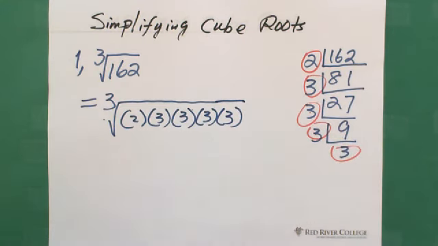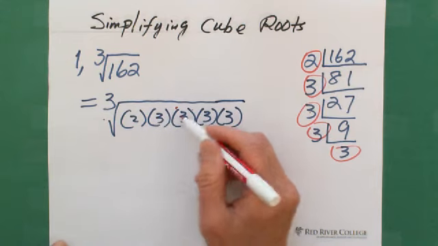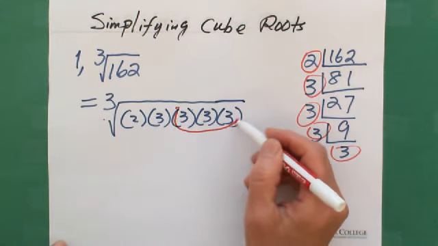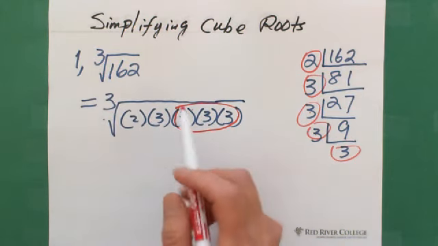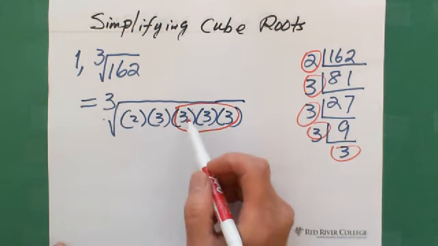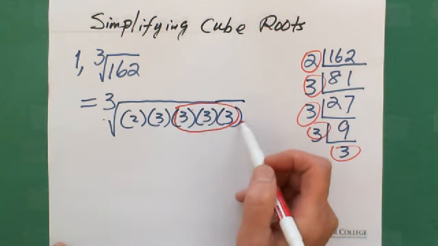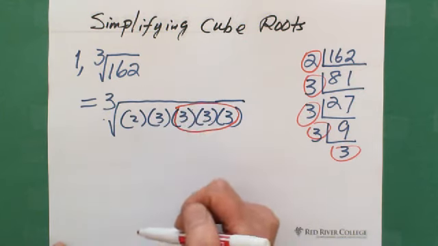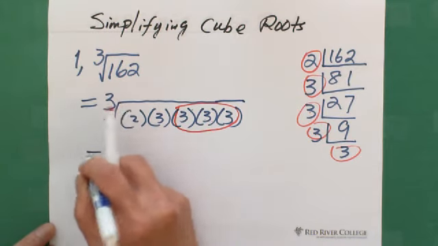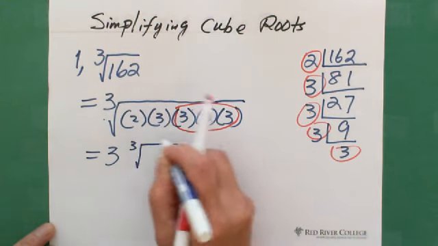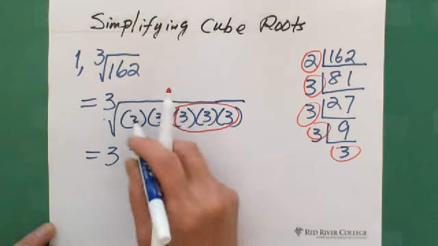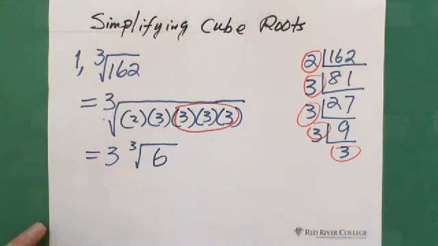These three 3s, or any three of the same number, will get out of the radical because it's a cube root. If you cube root, you find three numbers multiplied together, which is 3 cubed, right? So you equal 3 cube root. The 2 and the 3 stay inside, multiplied together equals 6. So the answer is 3 times cube root 6.